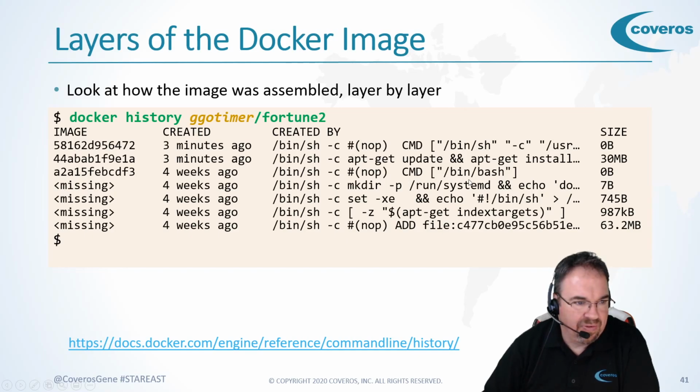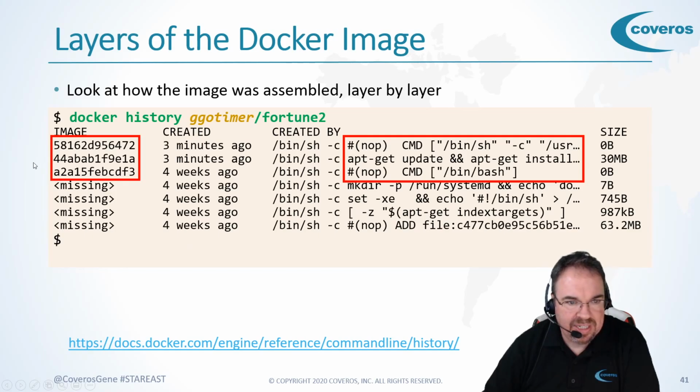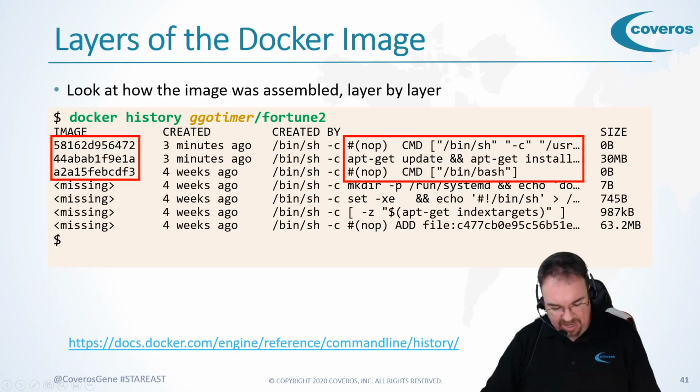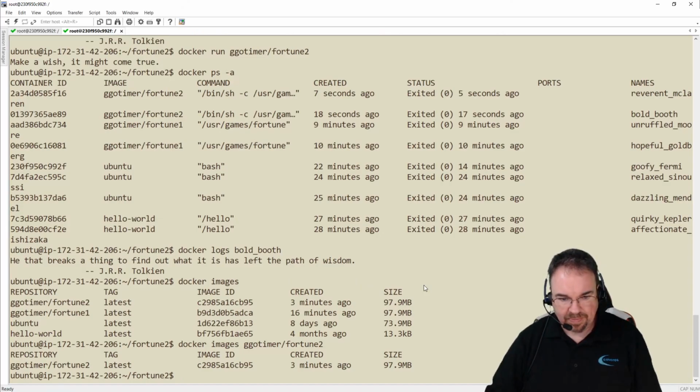set it to the default of bin bash. So the default command for the Ubuntu image was bin bash. Then we changed it to user games fortune, which scrolls off in this case. But I can see those. I can see the image IDs, really the layer IDs, and the commands that were run to create them. So let me go ahead and do that for this command.